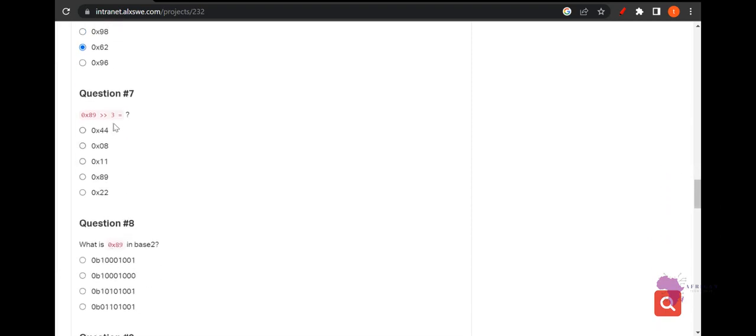Question number 7. Number 7 is 0x89, and then there is this thing. Now you're getting to see a new thing. This is shift to the right. We're shifting to the right. So you first convert this into binary, then from there you shift to the right. So let me show you now.